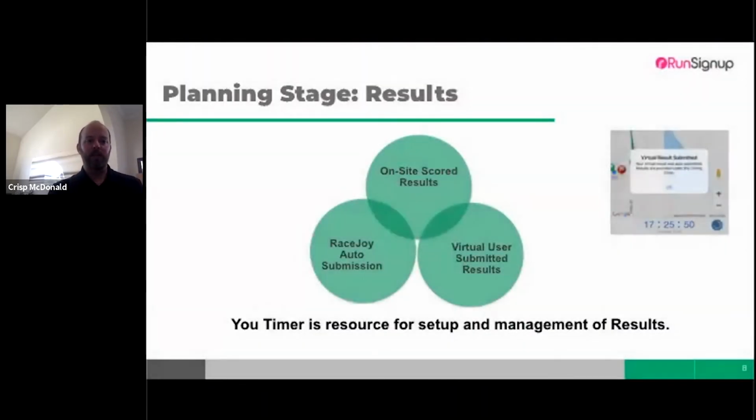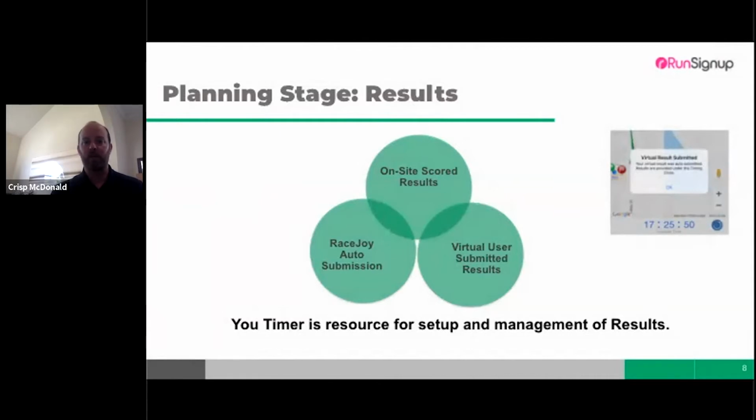So there's plenty of other ways in terms of planning the results. You need to figure out how you're going to be doing the on-site scored results, and also the RaceJoy auto submission, and then the virtual user submitted results.